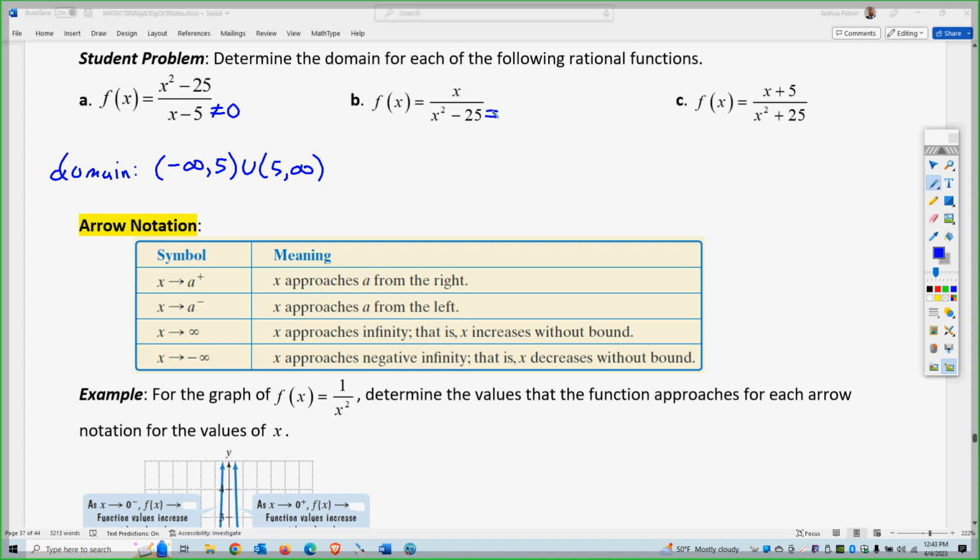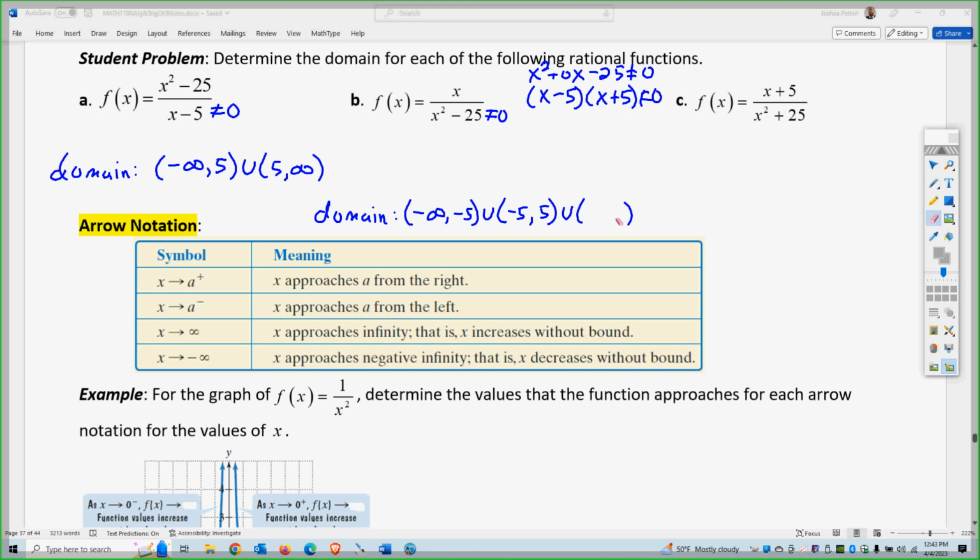So this one we have to do some factoring. So you get x minus 5 and x plus 5, because essentially it's a 0x term in the middle, correct? Because you have x squared plus 0x minus 25. So essentially you get a domain of negative infinity to negative 5, union negative 5 to 5, union 5 to infinity.